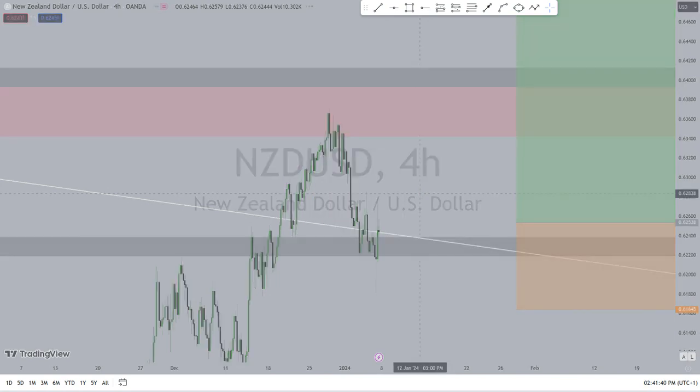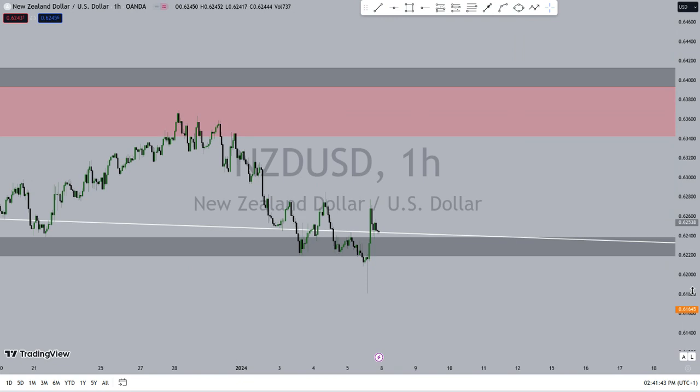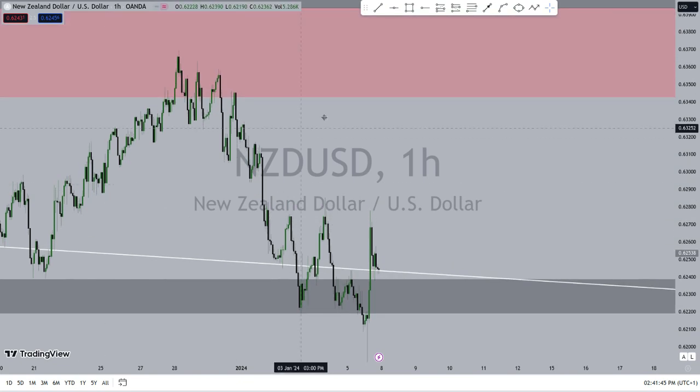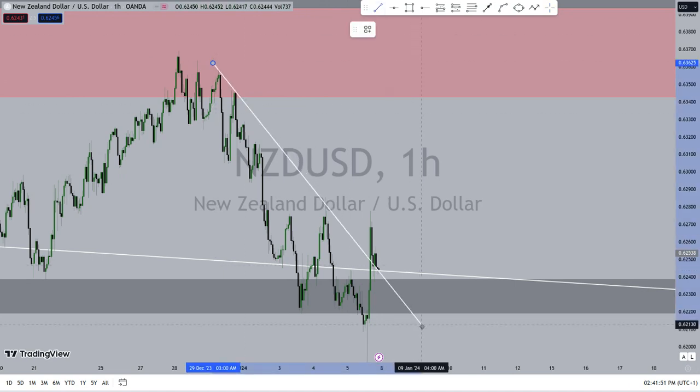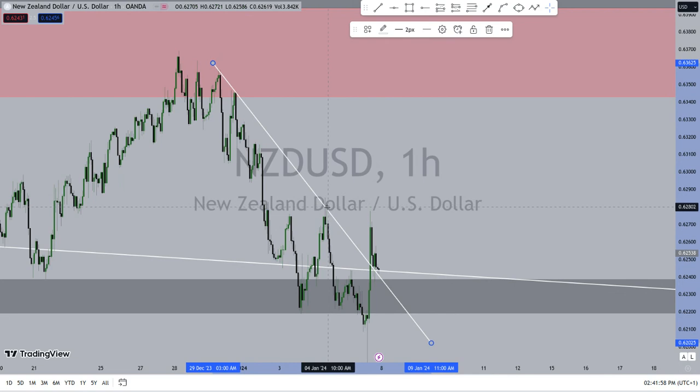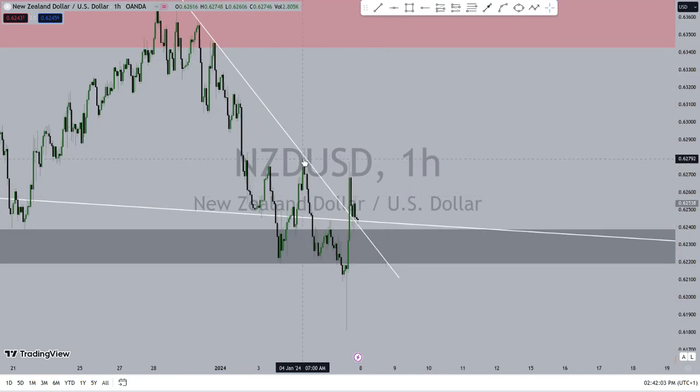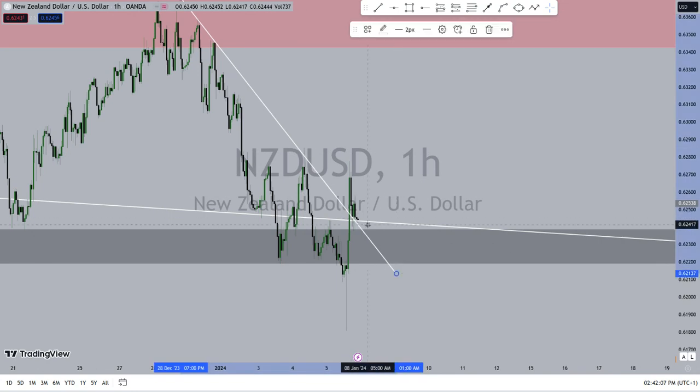So yeah, to be more clear and more precise on NZD, this is kind of like a counter trend line. Yes, this is a counter trend line drawn. The market respected it this time, and you can see the market closed right on top of this counter trend line.